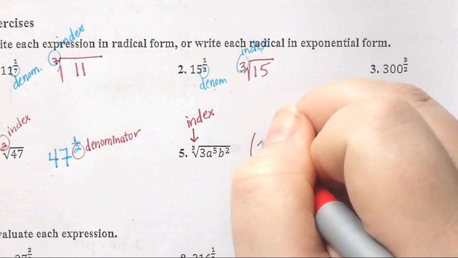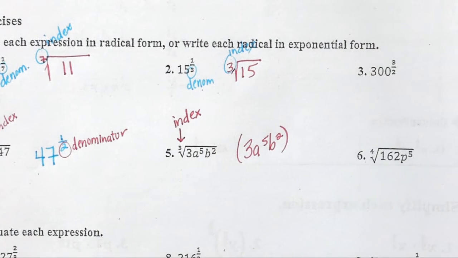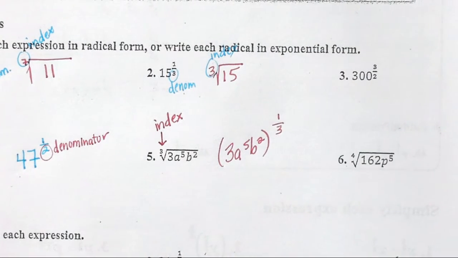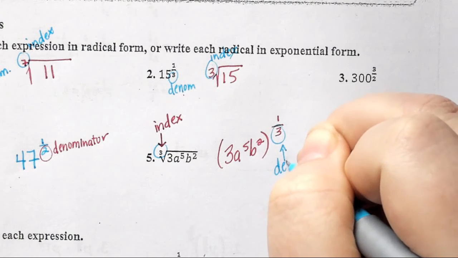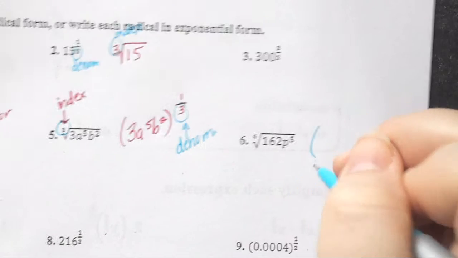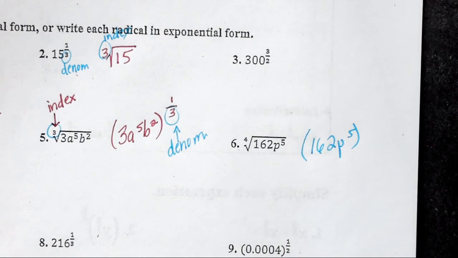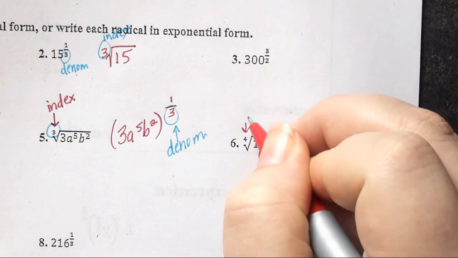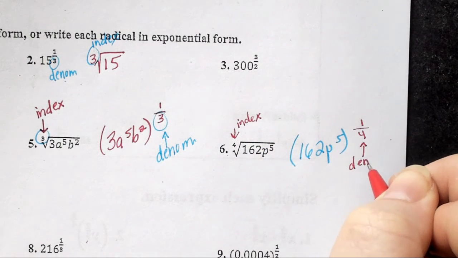Okay, and then number 5, we have 3a to the 5th b squared, and I raise it to what power? The 1/3. Every group can have a point. My gosh, y'all called on really fast. That was good. Again, the index and the denominator, they need to match. And now I'm going to do number 6 first. So it's 162 p to the 5th raised to the, is it 4th? It's 1/4, yes. Because again, the index and the denominator need to match. I'm going to give 4 the point because he was on it.